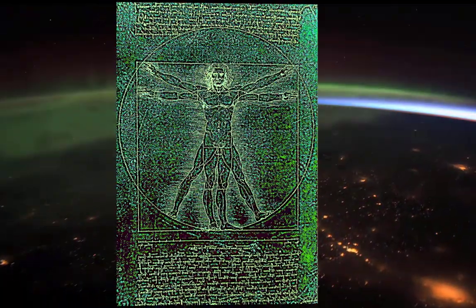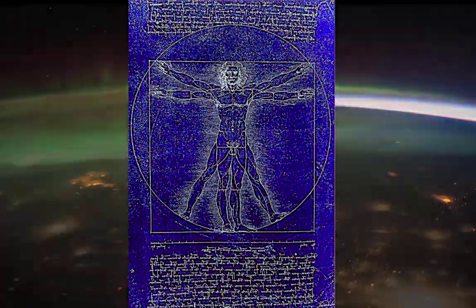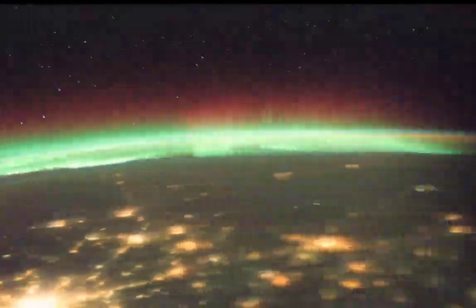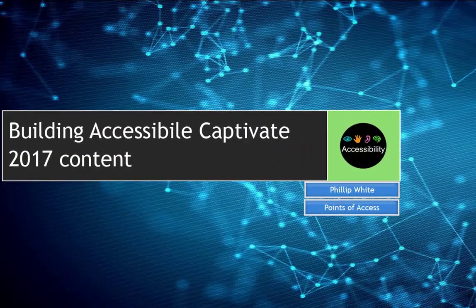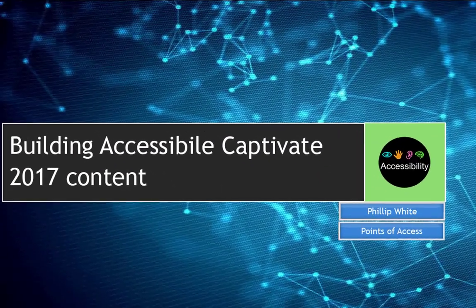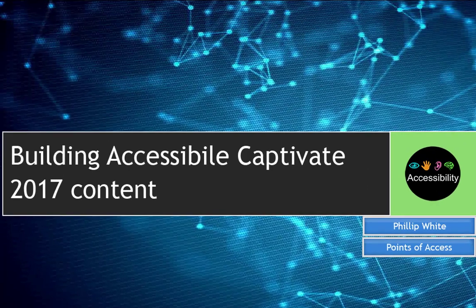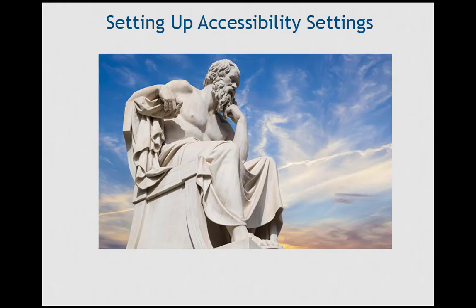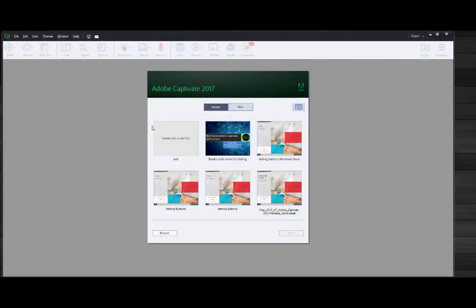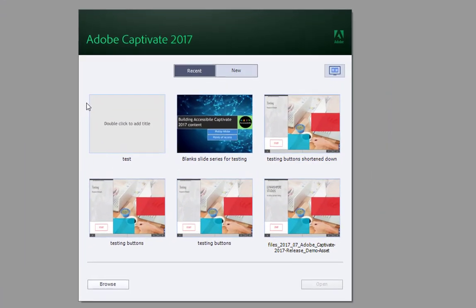In this lesson series, we describe how to build accessible content for design projects using Adobe Captivate 2017. These tips can help you to create instructional design that meets accessibility standards. Setting up accessibility settings. We're in Captivate 2017 now.